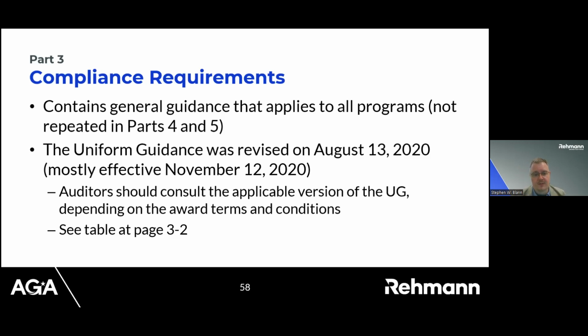And it's worth pointing out that the uniform guidance had an update in late 2020 that mostly became effective in late 2020. There were some nuances to that. And so because of that, there may be certain situations where an existing grant is on the books that was issued prior to the new uniform guidance, and it's still subject to the old uniform guidance. If that's the case, then there's a table on page 3-2 to tell you what to do in those situations. But we're just going to focus on the new rules going forward.